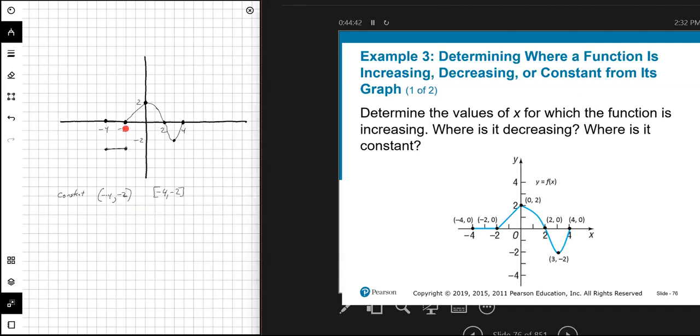My next interval is from -2, and we're looking at the x values from -2 to 0. From -2 to 0, all the y values are going up. So from -2 to 0, everything is going up, so it's increasing. And they're going to want you to put them all together, and so they're going to use brackets instead of parentheses. They're going to include the endpoints. Technically, you don't include the endpoints when you're talking about increasing or decreasing or constant intervals.